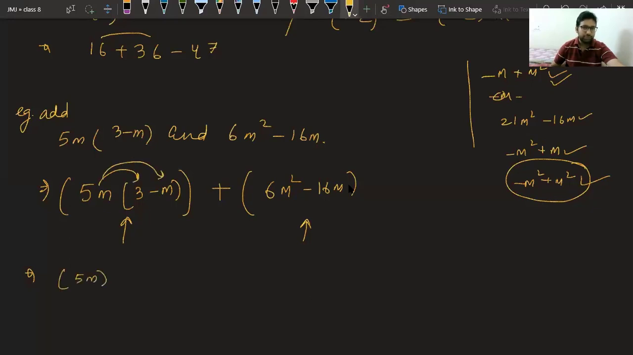So 5m into 3 minus 5m into m plus, this is already simplified, so no issue.